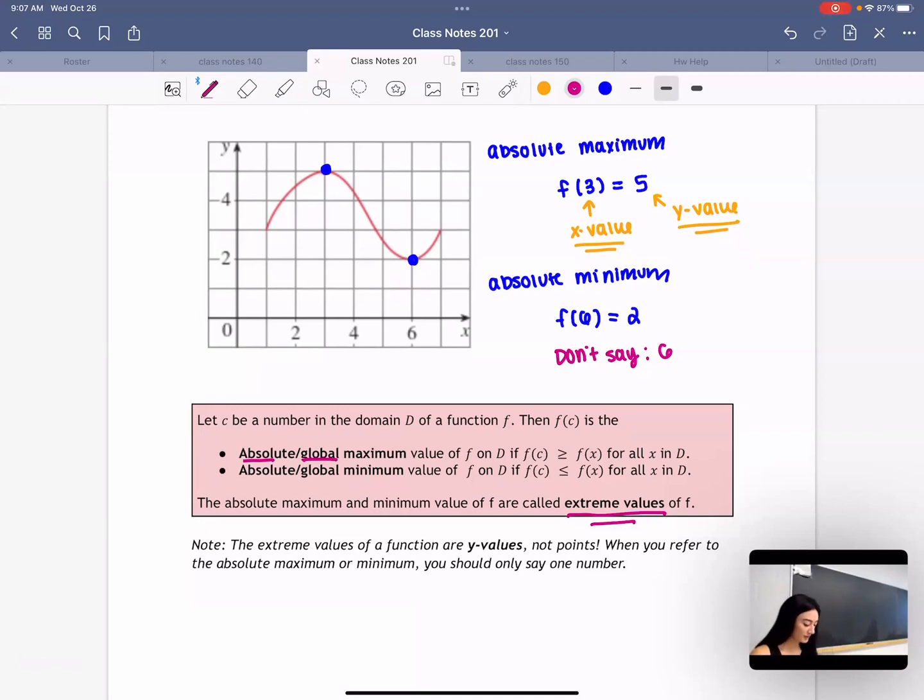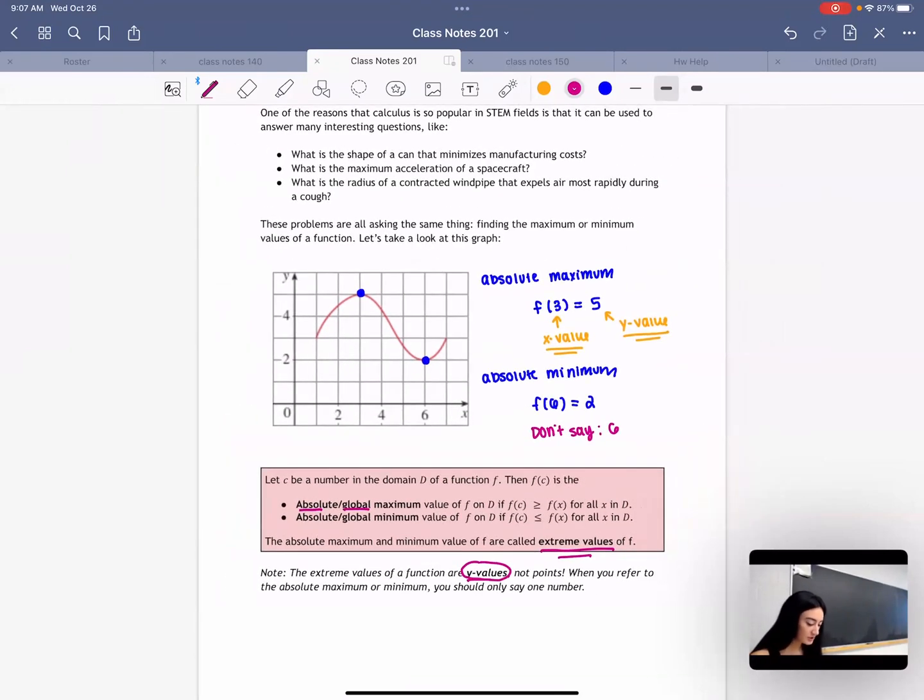Okay, now just a slight warning that I think I've drilled into your heads. These extreme values, the absolute max, absolute min, these are always going to be the y values. So never state that an x value is an extreme value, because if we mix the x's and y's, then we're never really sure what number is which. Any questions on absolute max or min? All right, let's flip our page. Let's see how this can get a little bit more complicated.